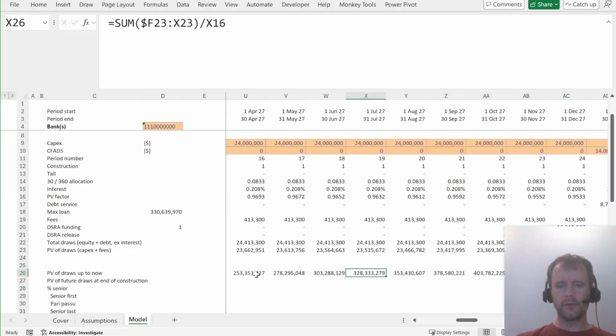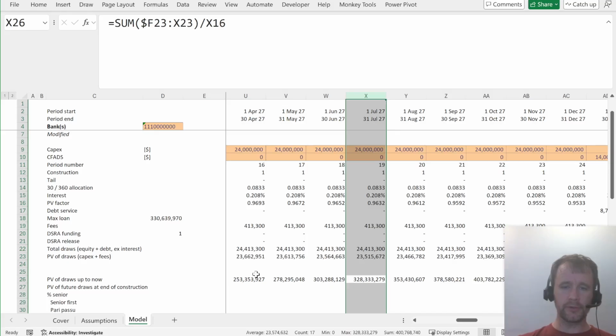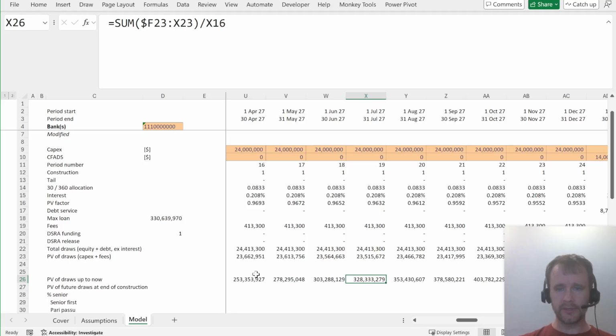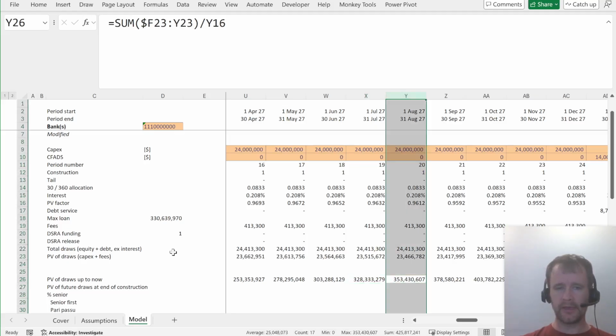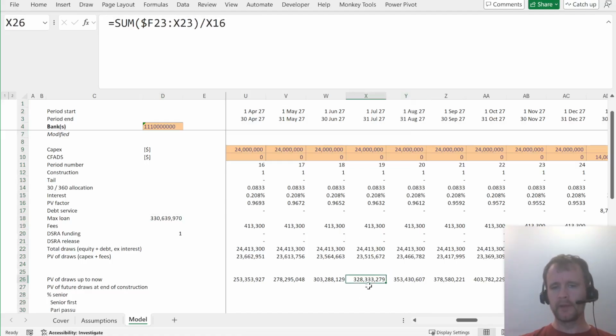Here. So everything up to here, if we're thinking senior first, we can afford to fund from senior debt. But here we can't. 350 million is too much because our max is 330. So we want to get to here and then fund a tiny little bit of that last one.